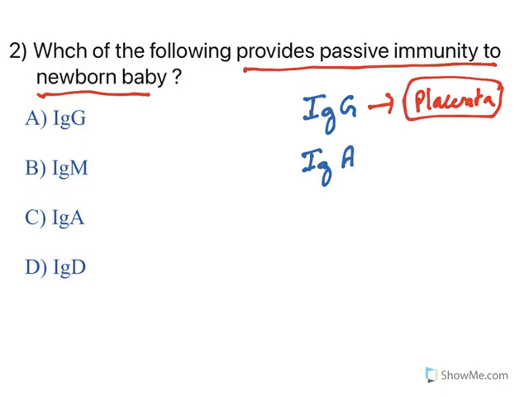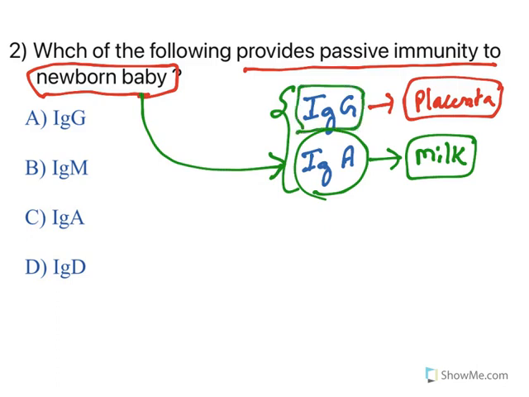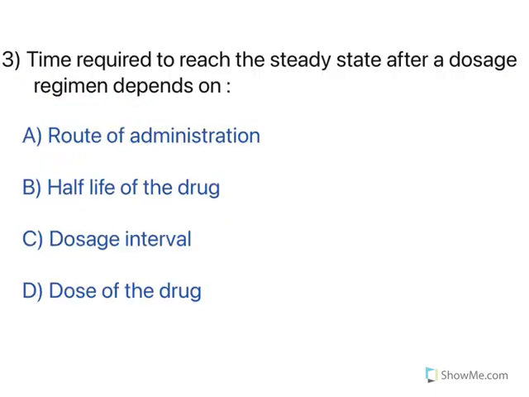But the question is about a newborn baby. For a newborn baby, IgA is secreted in the breast milk. When mothers nurse their babies with their milk, the babies will get IgA antibody. So in the case of a newborn, it is IgA. Understand the difference between IgG and IgA. IgG crosses the placenta. It is not for the newborn; it is for babies in the womb. Whereas for newborns, it is IgA which goes to the baby through the milk. So option C is the correct answer. Moving to the next one.